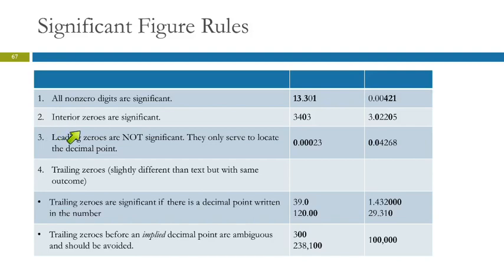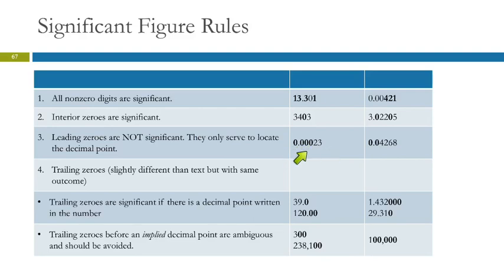So interior zeros, sometimes called trapped zeros. These are zeros that are between 2 non-zero numbers. So that 0 is between a 4 and a 3. That's not just to hold a decimal place. That's a significant figure. Here's a couple more interior zeros. Those are always significant. Then there are leading zeros. These are the ones that come at the beginning of a number.